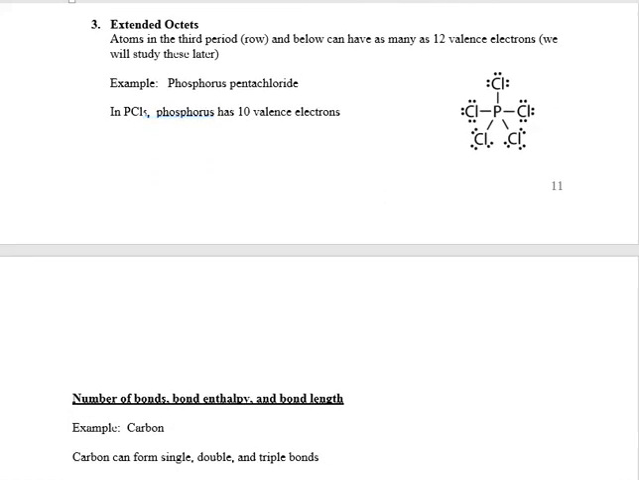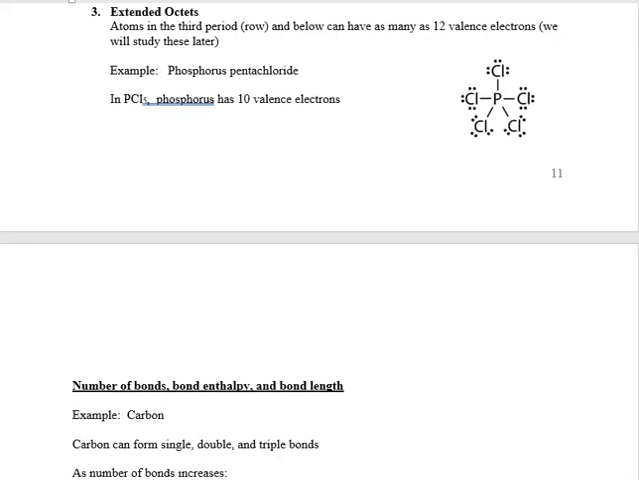Extended octets. They do not test this on the AP, but let me just mention it. Atoms in the third period row and below can have as many as 12 valence electrons. We will study these later. We really won't. They don't test them because the theory about extended octets is controversial in chemistry. It's not settled science, so they won't test you on this.